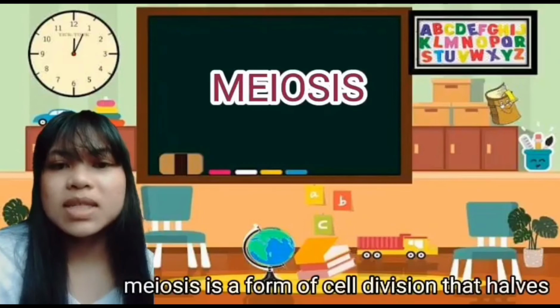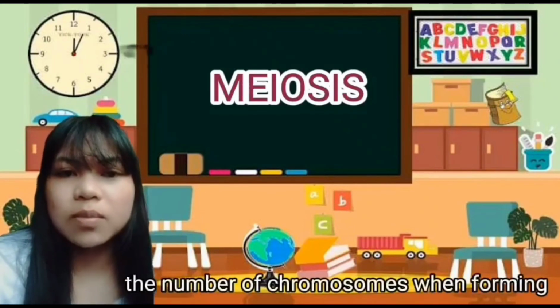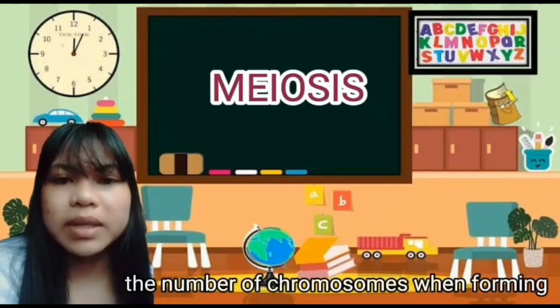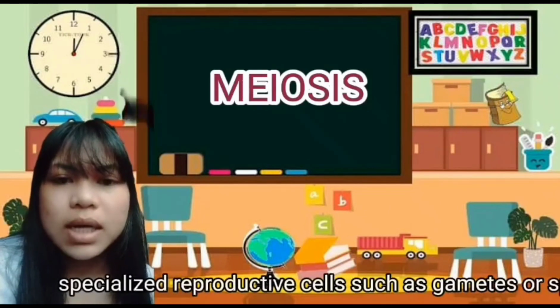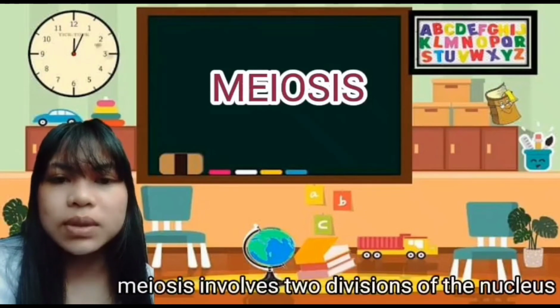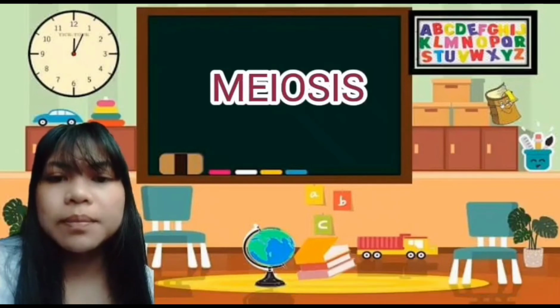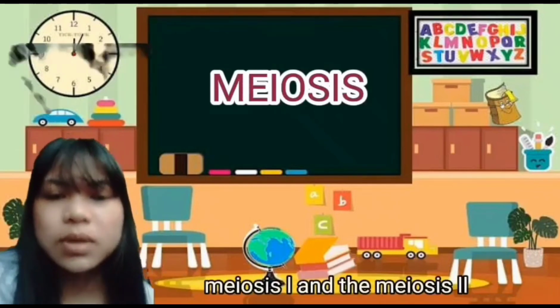This is responsible for the production of gametes, which are sex cells that are vital for the process of reproduction. Meiosis is a form of cell division that halves the number of chromosomes when forming specialized reproductive cells, such as gametes or spores. Meiosis involves two divisions of the nucleus, meiosis 1 and meiosis 2.